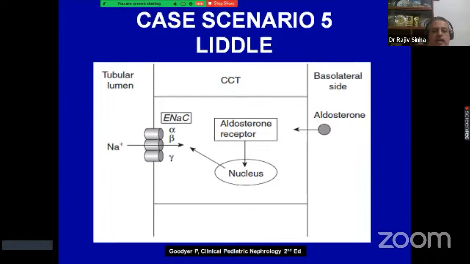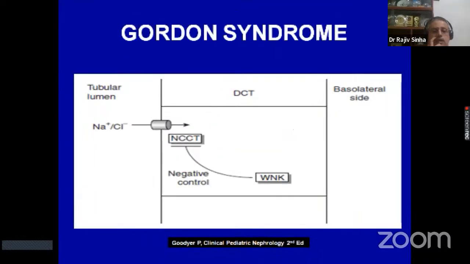So we said that the inactivating mutation of ENaC, we discussed before, gives PHA1, and if it is an activating mutation, then we get Liddle syndrome. Similarly, we have to mention a bit about the Gordon syndrome, which is the activating mutation of the sodium chloride cotransporter. Inactivating mutation, we get Gitelman. Activating mutation, we get Gordon syndrome, when there is hypertension with hyperkalemia. So this is one of those rare conditions where we have got hypertension with hyperkalemia.